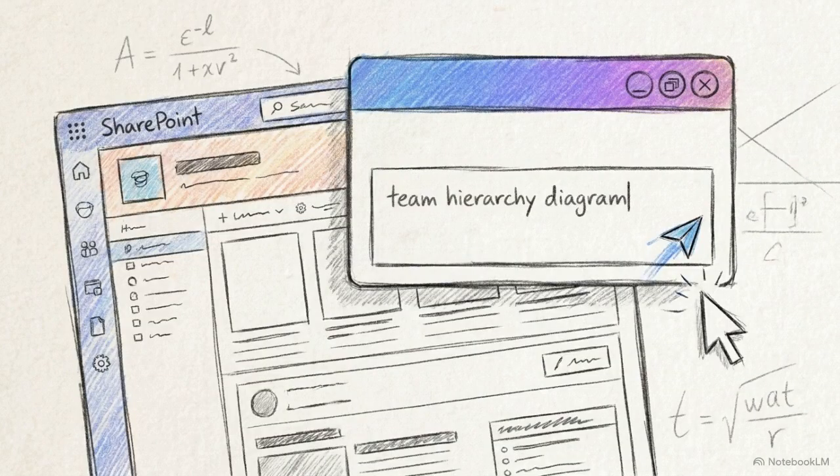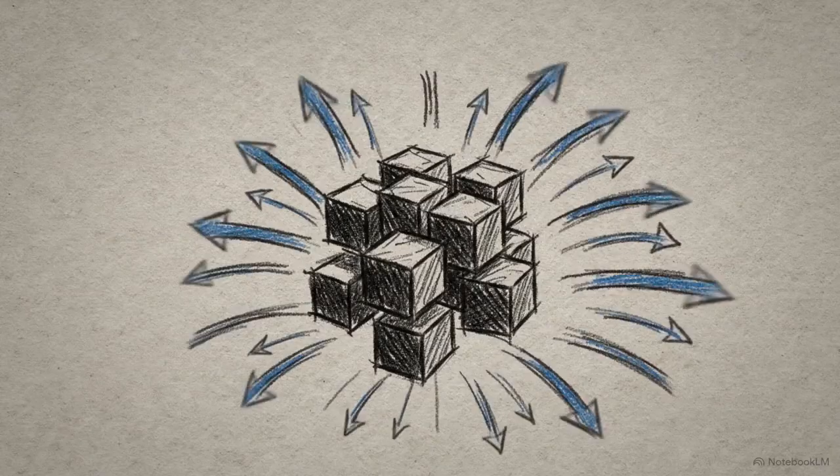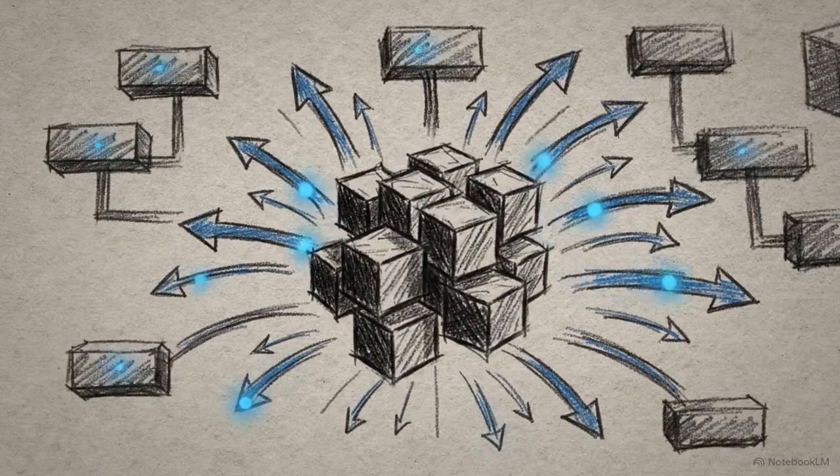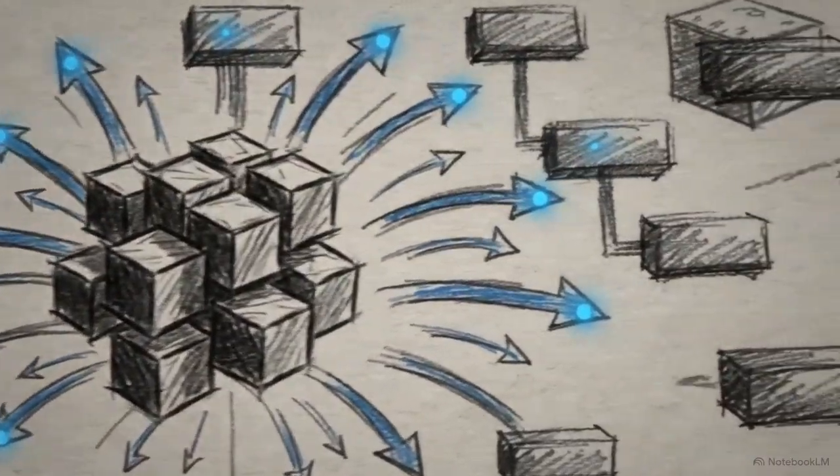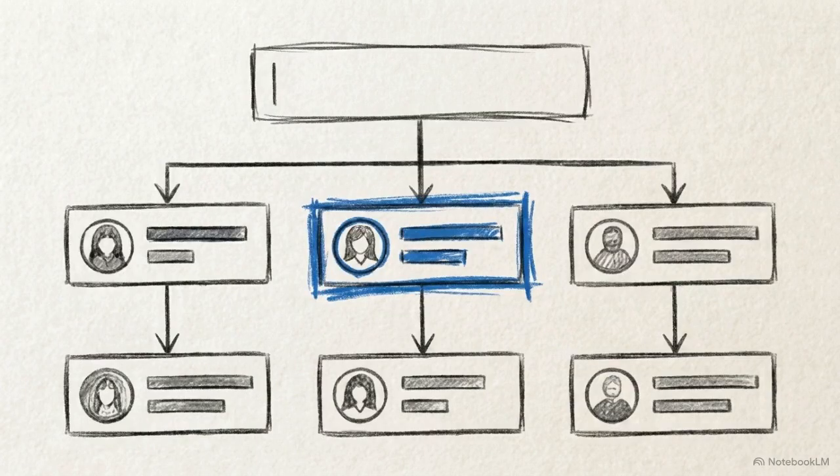Now we generate the app. Issue a plain English prompt asking the AI to build an organizational chart based directly on the provided Excel file. The system reads the flat data columns, determines the hierarchy, and writes the code to build a visual tree in seconds. This is a live interface.